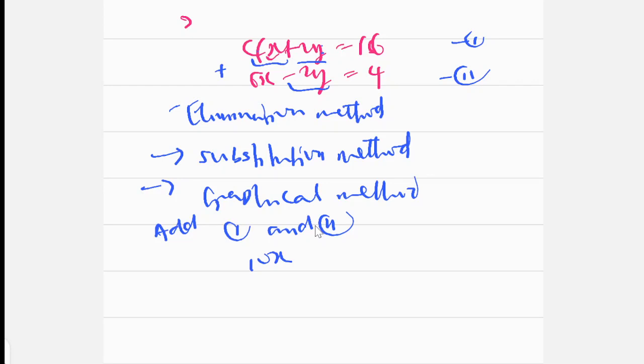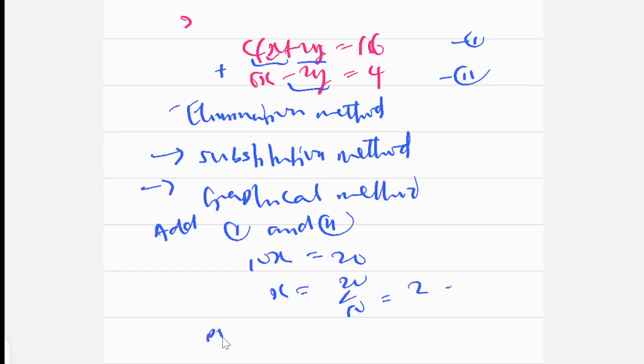You understand? But if the signs are not the same and you have the same coefficient, then you add. Here this one is positive, this one is negative, so we are going to add. Then this will give you 0. Then 16 plus 4, I'm going to have 20. Then your x will now be what? 20 divided by 10, which is equal to 2.